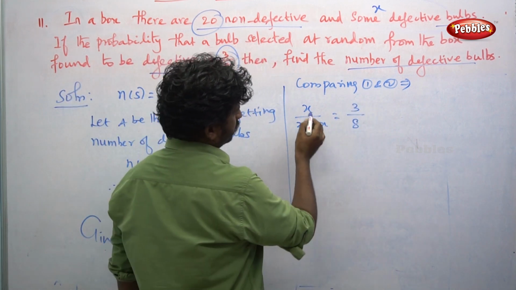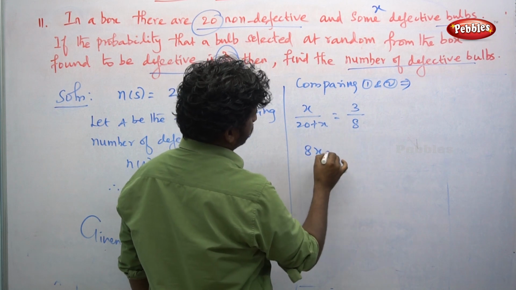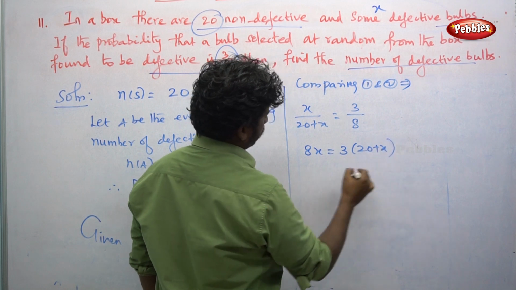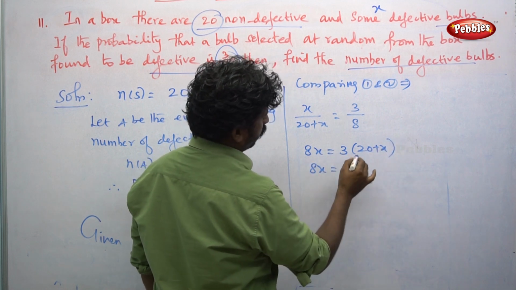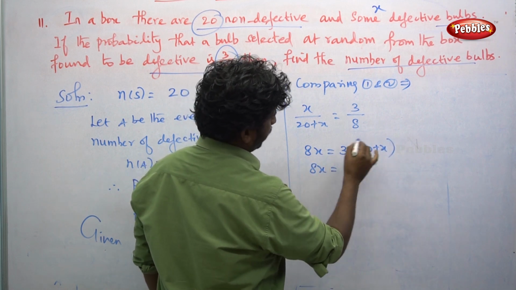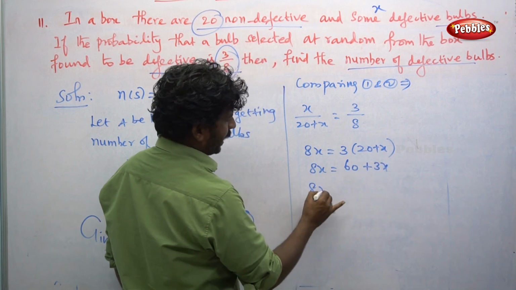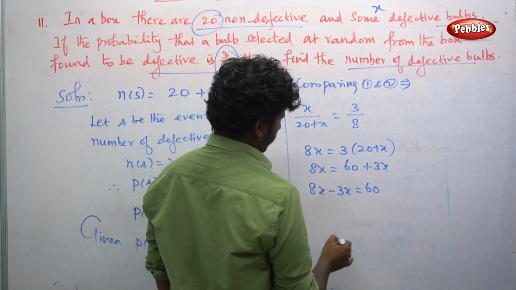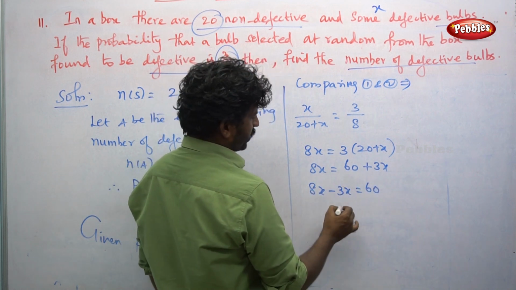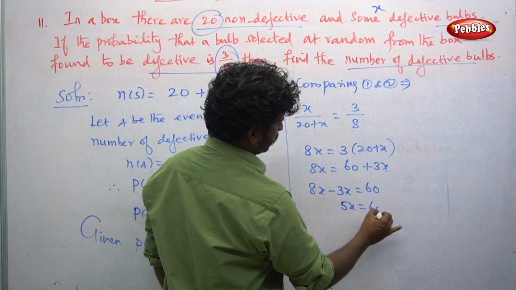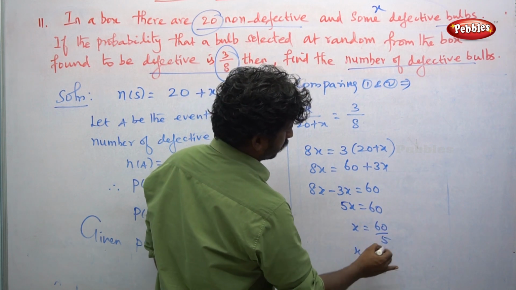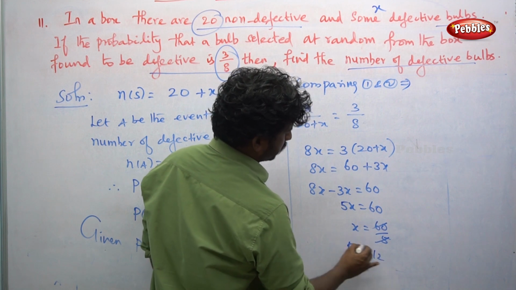Now, so this is 8 into x. 8x is equal to, if you multiply these two, 3 into 20 plus x. So 8x equal to 3 into 20, 60 plus 3 into x, 3x. So 8x, if we bring the 3x over, minus 3x is equal to 60, right? So 8x minus 3x, 5x is equal to 60. So x is equal to 60 by 5. If we cancel, this is 12 times. x is equal to 12.